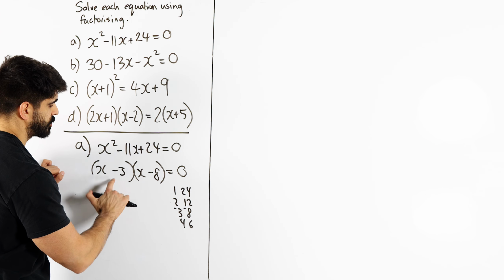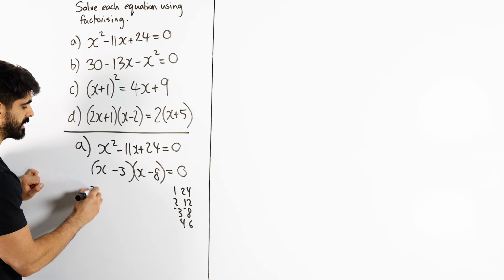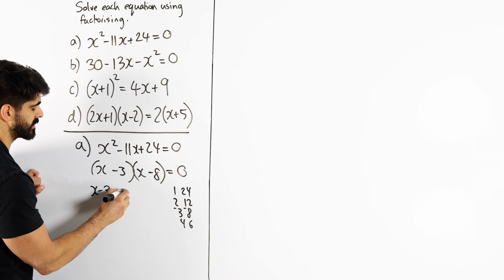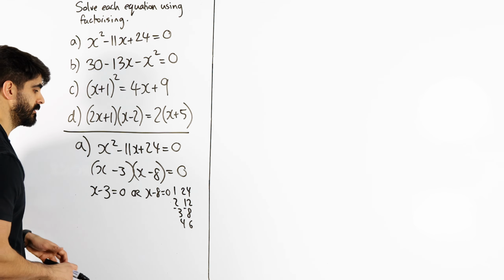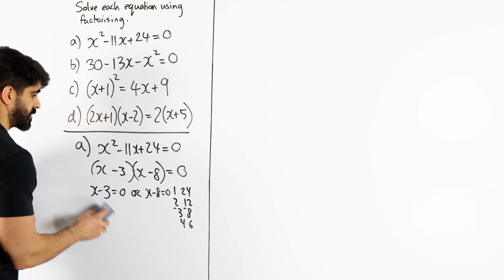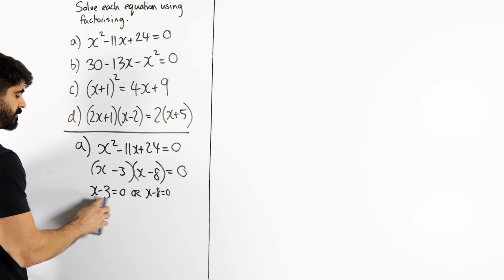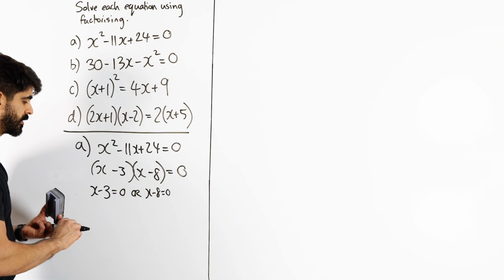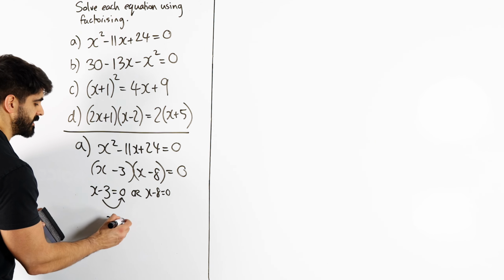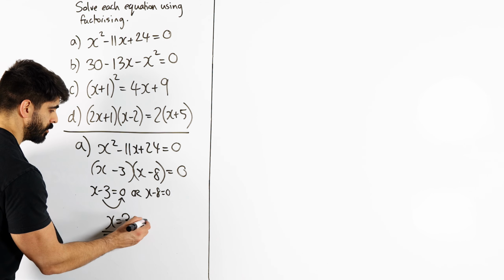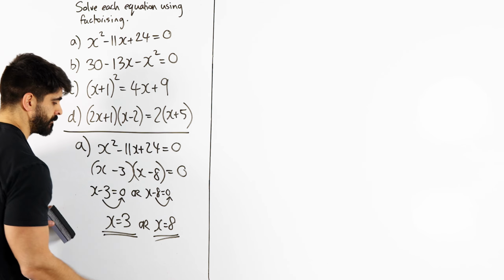Right. Two things multiply to give you 0. One of them needs to be 0. x minus 3 is 0, or x minus 8 is 0. So now you're saying something minus 3 is 0. 3 minus 3 is 0. What we're doing is we're taking the minus 3 and moving it to the other side. A minus 3 on the left is a positive 3 on the right. Or, minus 8, when you move it over, becomes plus 8.